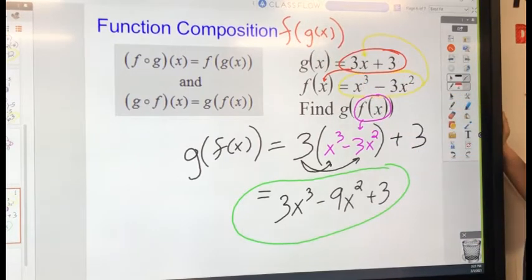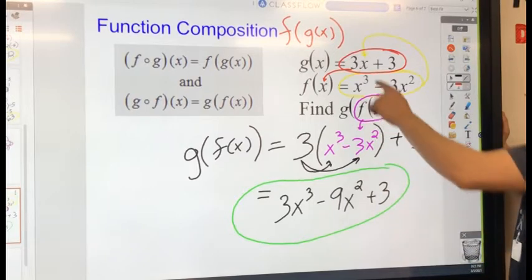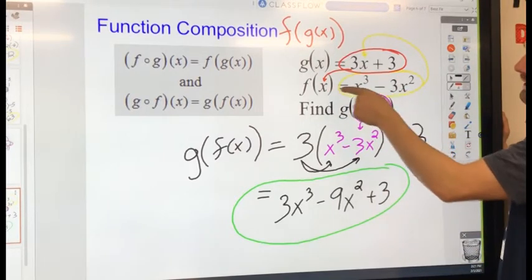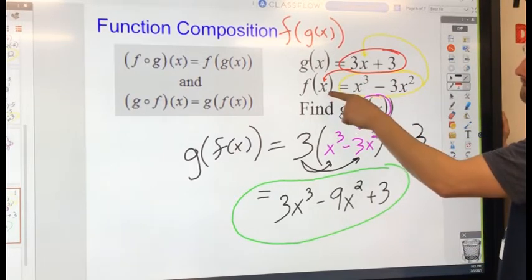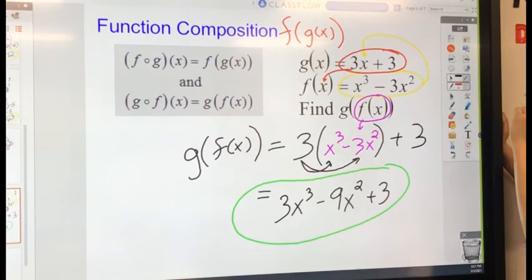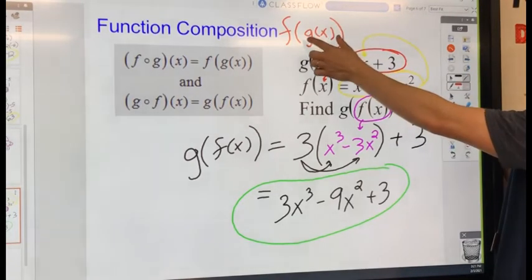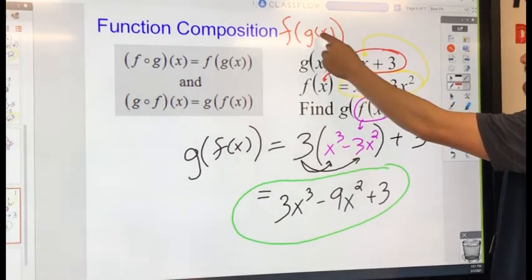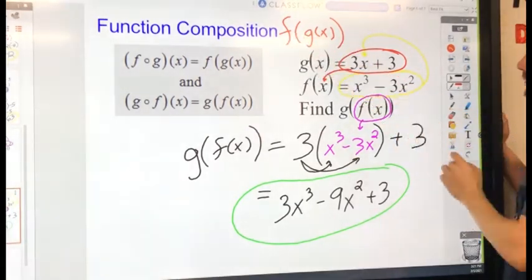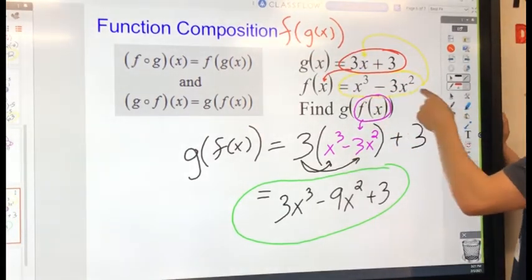Where else can I put that inside the actual function? So you tell me I need to replace this x. Is that the only x I need to replace? No. What other place am I placing 3x plus 3? G of x? No, that equals. I'm putting g of x inside of my variable for f of x. So where are my variables for f of x?